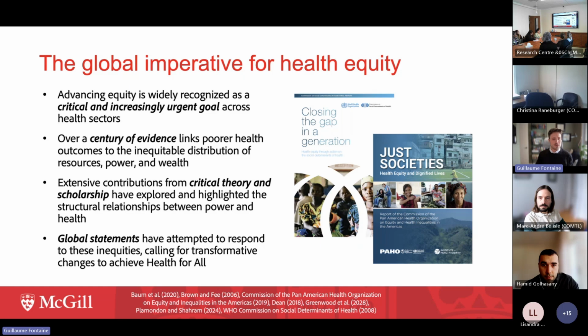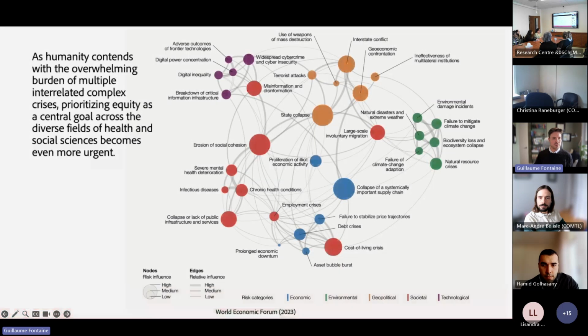And there's a lot of scholarship that's focused on critical theory, for example, to explore the links between power and health. And that has led to some of those global statements as well, and all of that data, of course, across those social determinants of health.